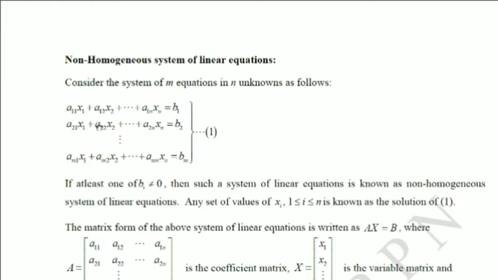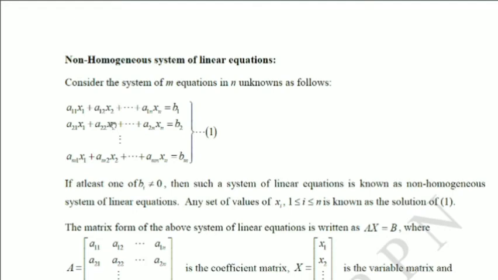So there are m equations, 1, 2, 3, up to m equations, and the unknowns are x1, x2, up to xn, n unknowns. And assume that at least one of the constants, that is b1, b2, up to bm, is non-zero. Because if all these constants are zero, then we know that this system becomes a homogeneous system of linear equations.